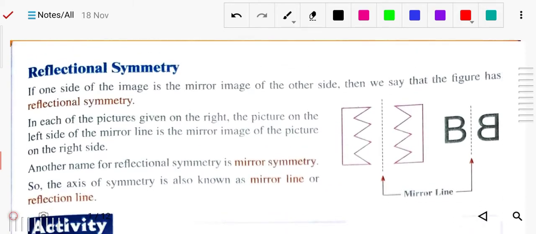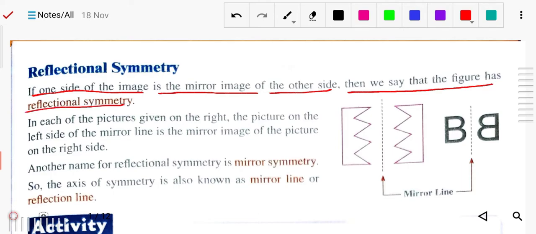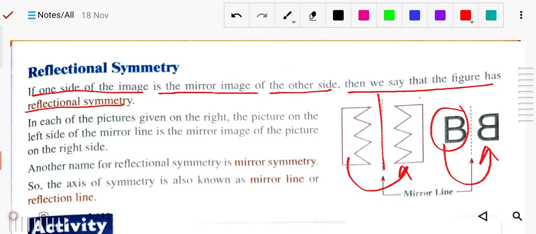Now reflection symmetry. If one side of an image is the mirror image of the other side, then we can say the figure has reflection symmetry. This is the mirror line, and its reflection is this one. You can see in the mirror it will look like this. This is B. Whenever you see it in the mirror, it will look like this. So this is reflection symmetry. These two are symmetrical, but which kind of symmetry? Reflected. You can also place it on this B and it will cover exactly.